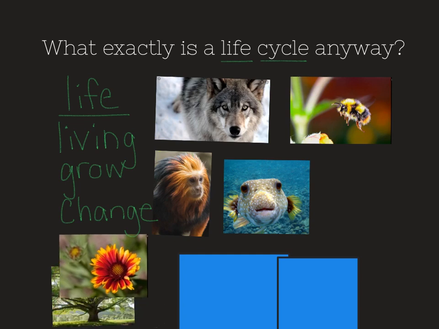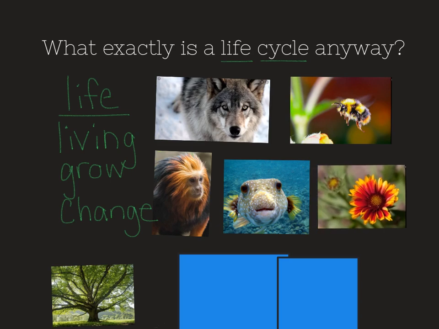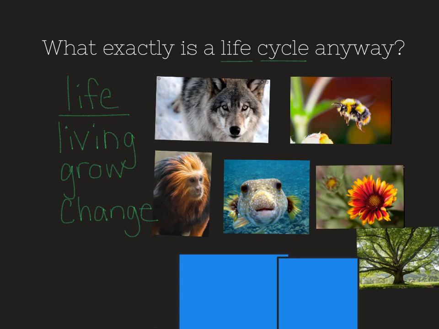Now, not only are insects and animals different kinds of living things, but plants are living things as well. Plants are living. They need nutrients to survive. They need sunlight. They need good soil. They need water to survive. So they are living things. This beautiful tree is another example of a living thing.